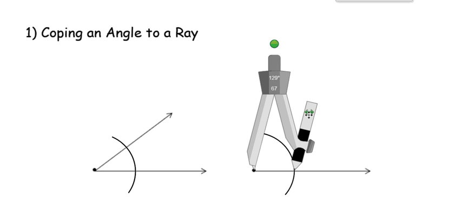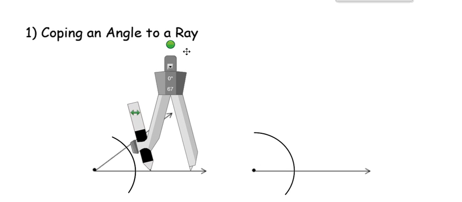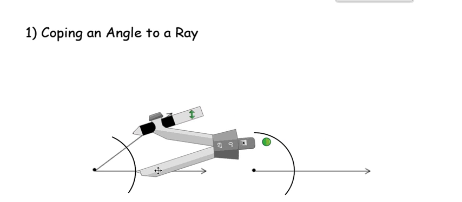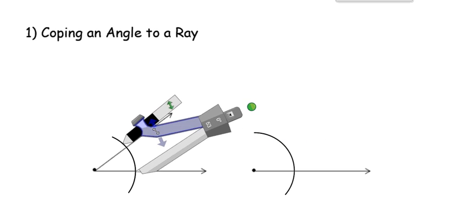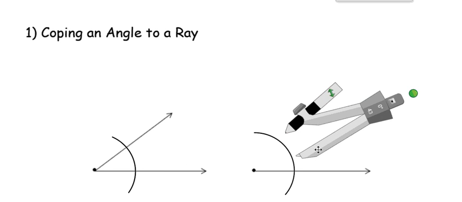Because we're copying an angle, we are going to need to measure the width of the original angle. So place the point of your compass on the bottom intersection and place the pencil part on the top intersection to copy it. Once you have that width measured, you're going to move your compass, place the point of it on the corresponding intersection.